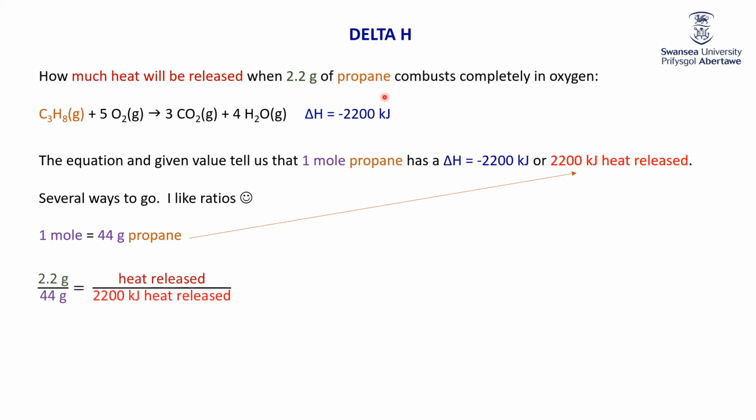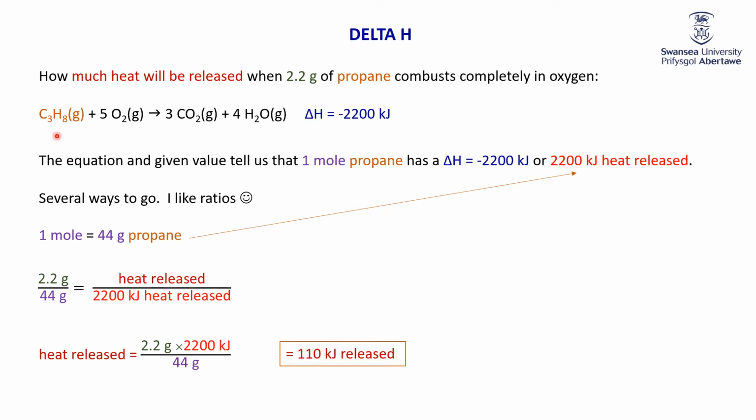2.2 grams of propane, how much heat is released? The way we set that up is a little ratio. I like putting the masses on the one side, so 2.2 grams on top, 44 grams on the bottom. I don't know what the heat released for 2.2 grams is. I do know that the heat released for 44 grams is 2,200 kilojoules of heat. Now it's just a question of maths. Heat released: 2.2 times 2,200 divided by 44 equals 110 kilojoules of heat released.